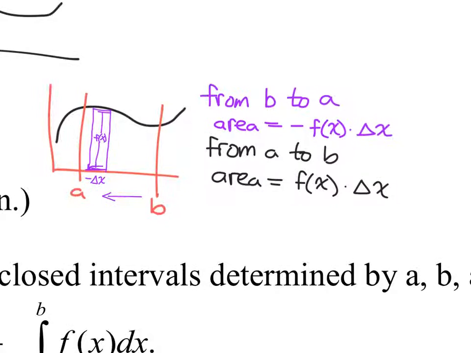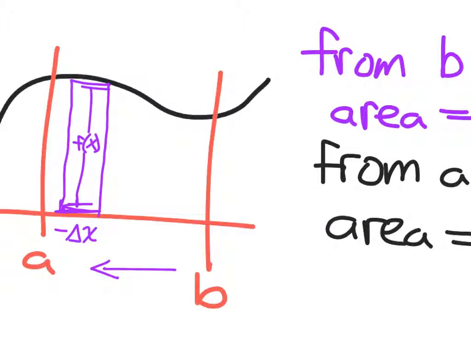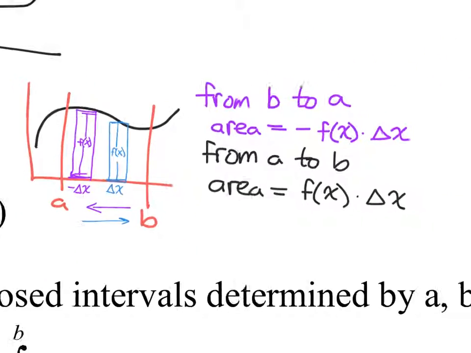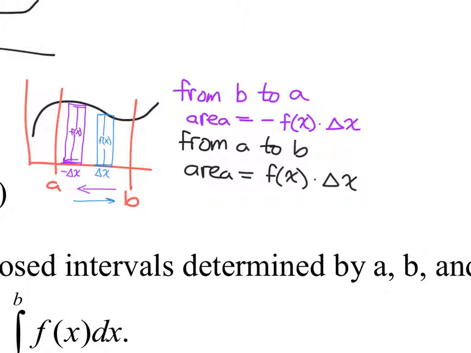I'm going to go blue. Draw a little rectangle over here. It still has a height of f of x, but since I'm going from A to B, delta x is a positive movement. It's a direction that's going to the right. And so therefore, what we get is the idea that depending on the direction that you're moving in, you're looking at a positive versus a negative area.